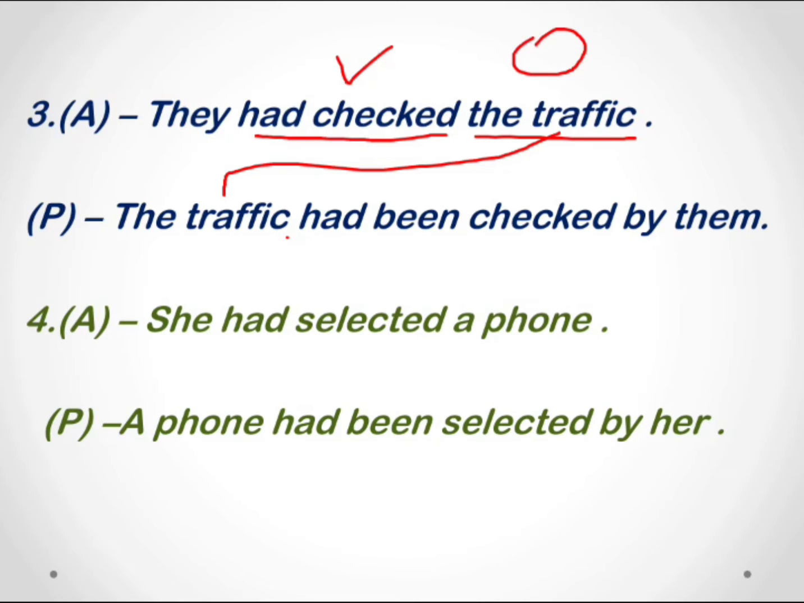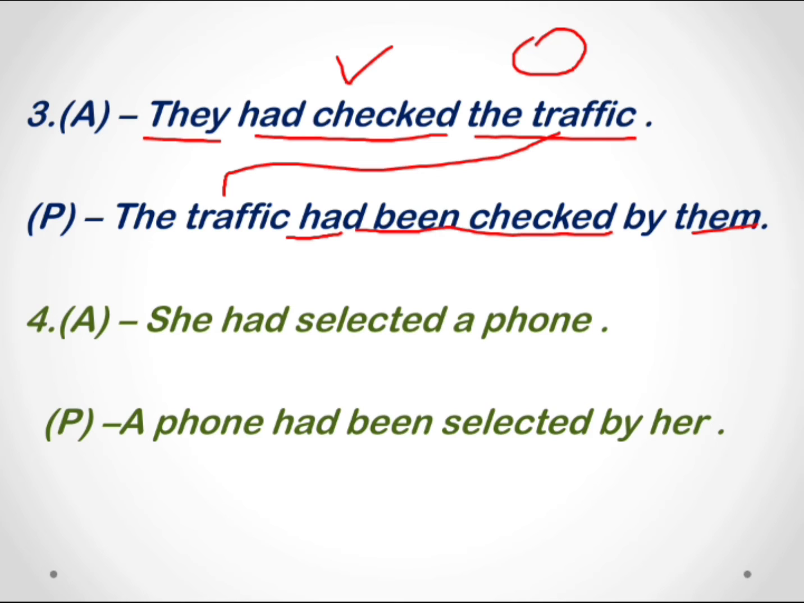And had is the auxiliary verb used for the past perfect tense, and been is the be form of verb. The past participle of check is checked. They is changed to them when it becomes an object. So we use by them. So the passive voice is the traffic had been checked by them.